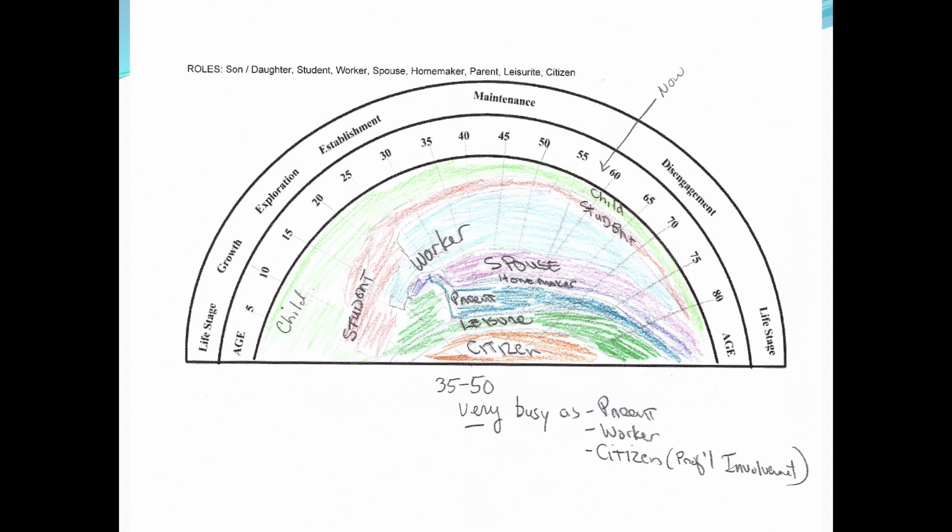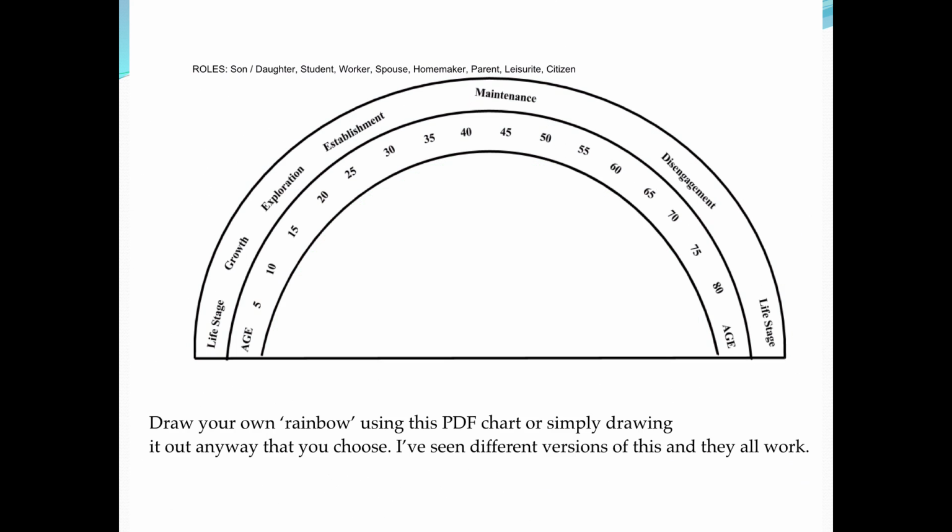So this is just a picture. I like the colors. I always have the colored pencils that I like to play with. What I want you to do, and this is one of the activities, is either print this off and do it the same way that I did it, or simply draw freehand your own rainbow with your different roles. It doesn't matter. I've seen different versions of this, and they all work as far as mining out the different roles we play at different times in our lives. So that's the one activity, and there will be a discussion around that.